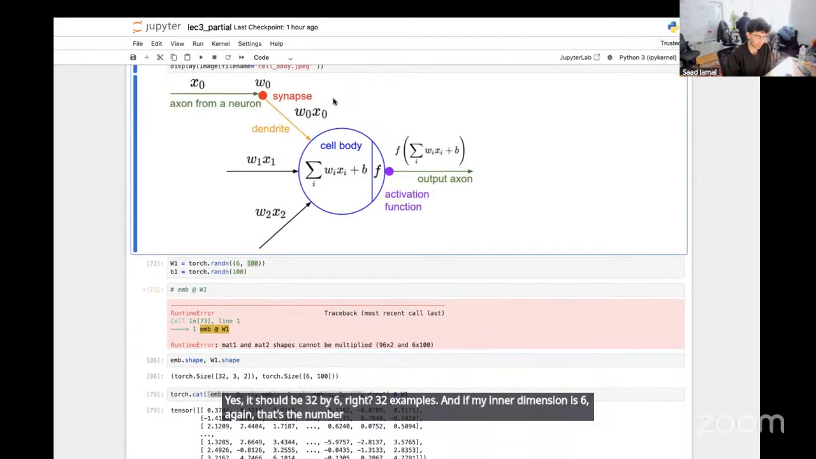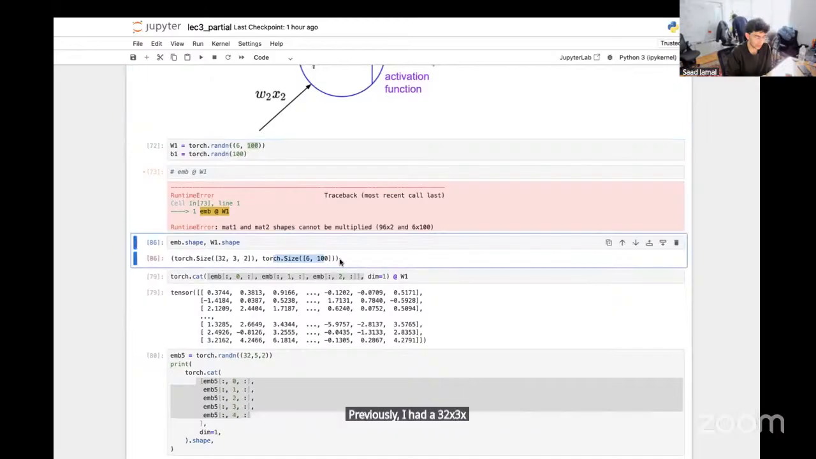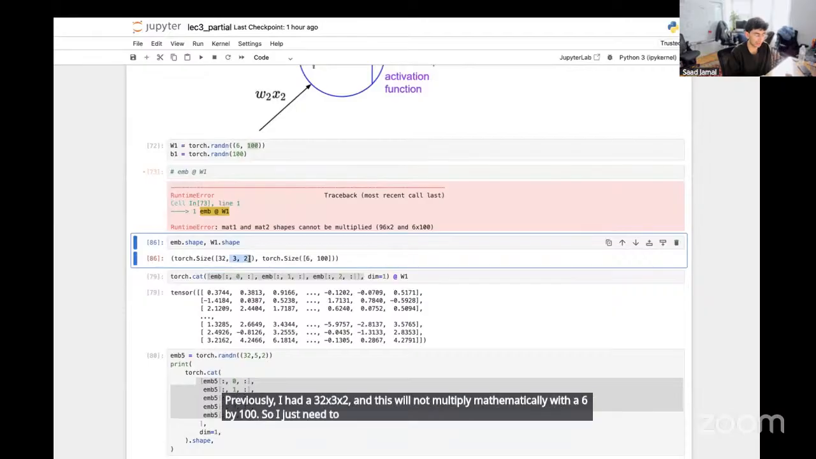Does that make sense? Why, Faizan? Previously, I had a 32 by 3 by 2, and this will not multiply mathematically with a 6 by 100. So I just need to multiply these two, and end up with a 32 by 6. Does that make sense? Yeah.